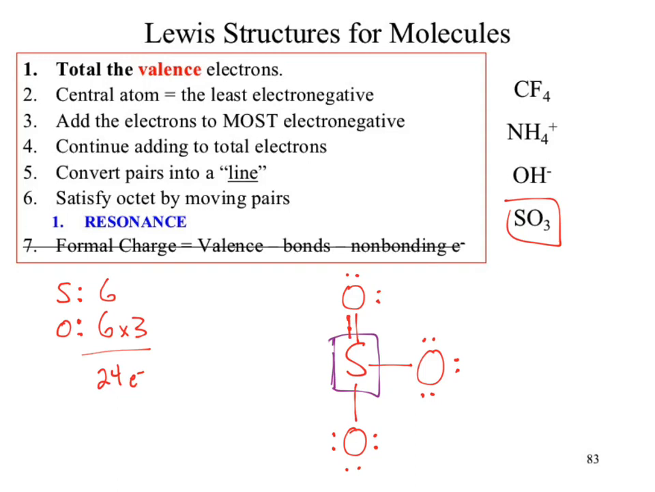Guess what I now have? Everything satisfied. Two bonds to oxygens are single bonds. One bond to oxygen is a double bond because there's two lines. We're just counting the number of lines. So far, so good.